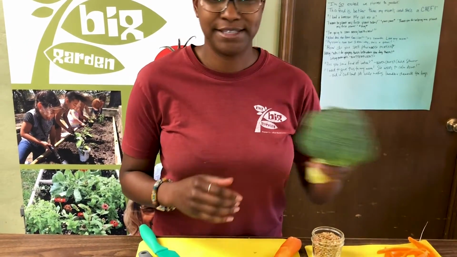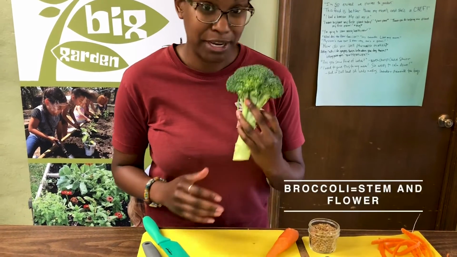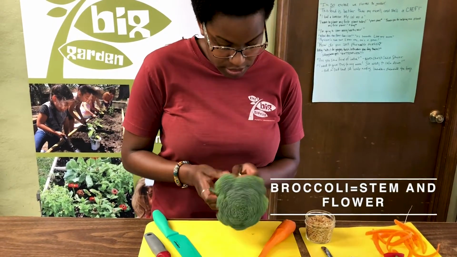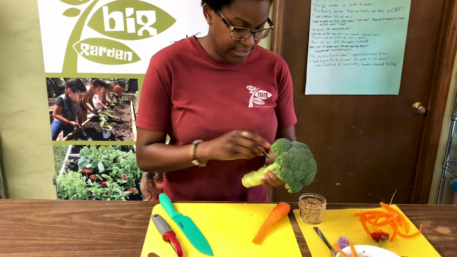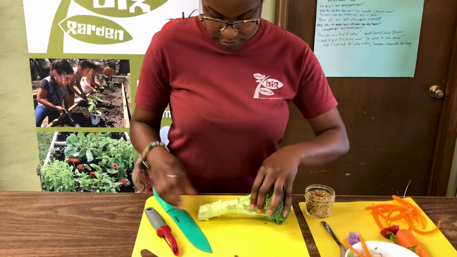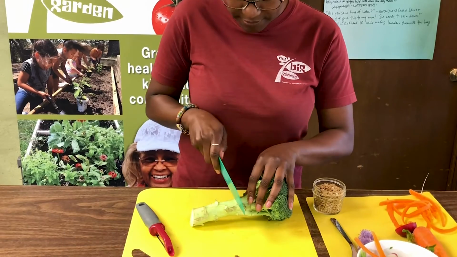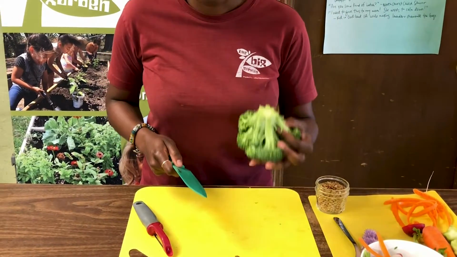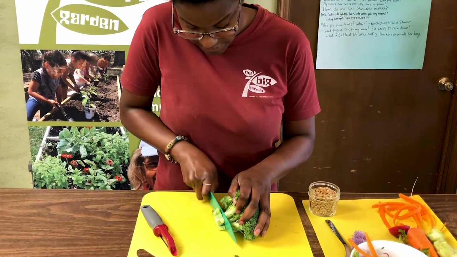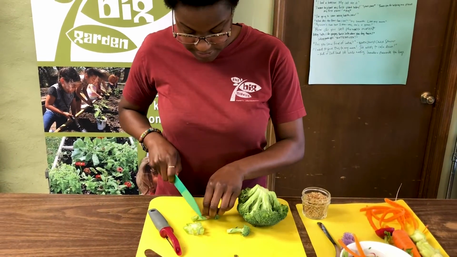Let's put some stems and flowers in by using broccoli. So earlier I had mentioned that you can eat broccoli stems. You probably already do when you eat steamed broccoli. And again, this will just add a little more texture to my salad by putting some of these broccoli stems in.